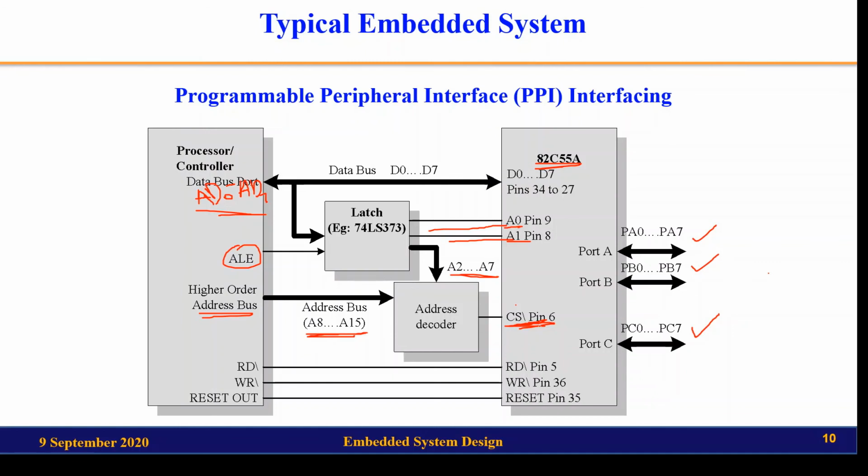And for writing to the device or reading from the device, you require read bar and write bar pins, and the read bar and write bar from the microprocessor or microcontroller are connected to the read and write bar of the 8255. Also for resetting the 8255, some of the port pins may be set as input or output. If you need to change them from output to input or input to output, you need to reset them, and that can be done by using the reset pin.